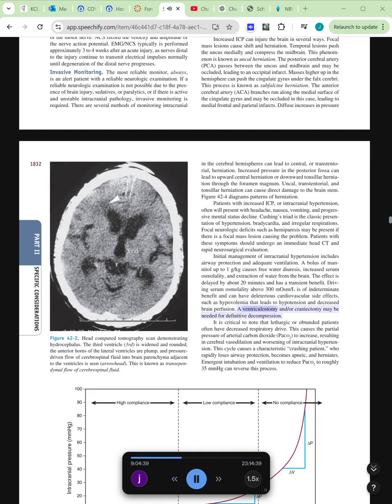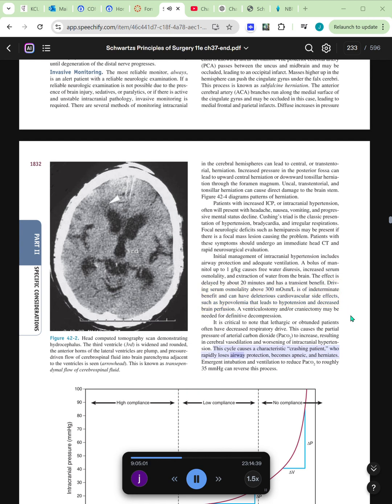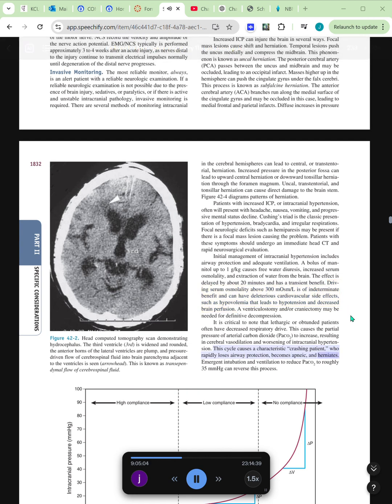A ventriculostomy and/or craniectomy may be needed for definitive decompression. It is critical to note that lethargic or obtunded patients often have decreased respiratory drive. This causes the partial pressure of arterial carbon dioxide to increase, resulting in cerebral vasodilation and worsening of intracranial hypertension. This cycle causes a characteristic crashing patient who rapidly loses airway protection, becomes apneic, and herniates. Emergent intubation and ventilation to reduce PaCO2 to roughly 35 mmHg can reverse this process.